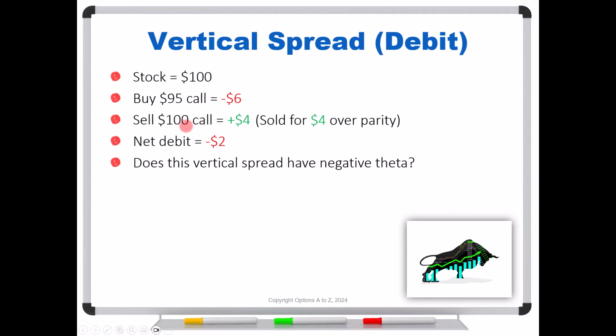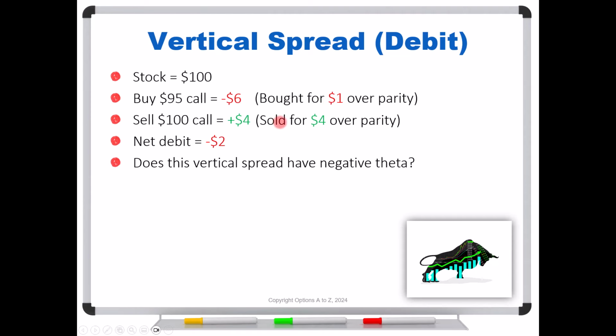So here we sold this for $4 over parity. That was an at-the-money call. But when we bought this one, we bought it for $1 over. So remember, the $95 call is 5 points in the money, but you only spent 6. So you paid $1 over parity.